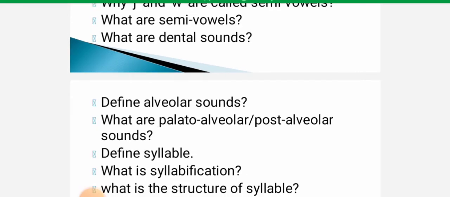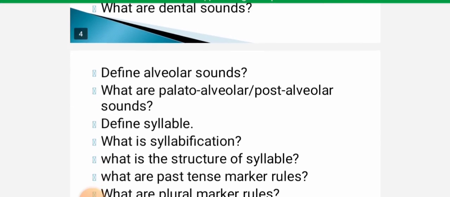Next, define syllable. A syllable is a unit of pronunciation having one vowel sound, with or without surrounding consonants. For instance, there are two syllables in water, right? When we say water, or inferno, this is called a syllable.